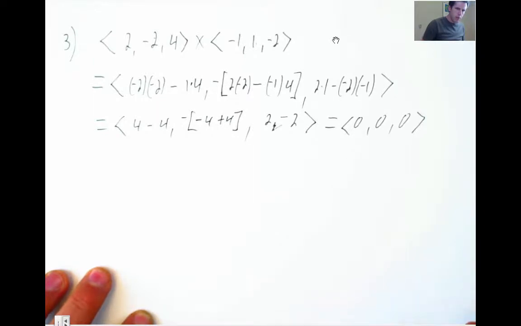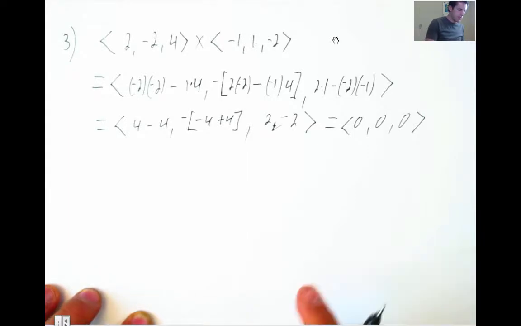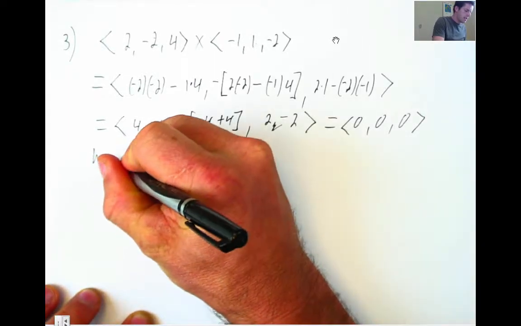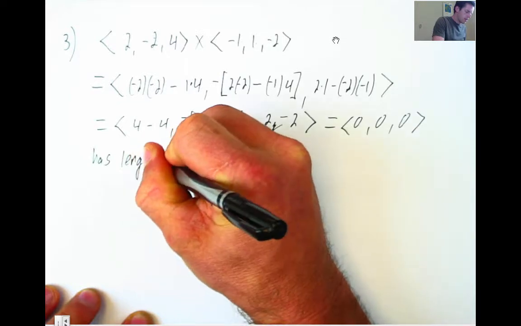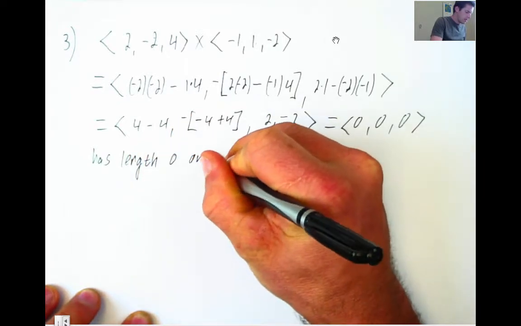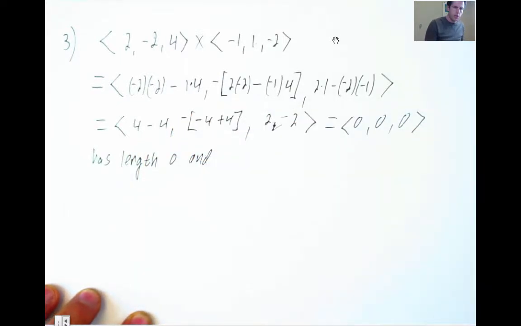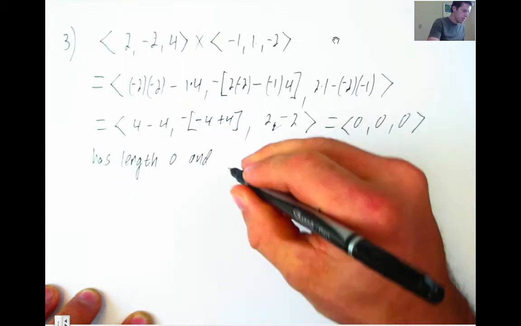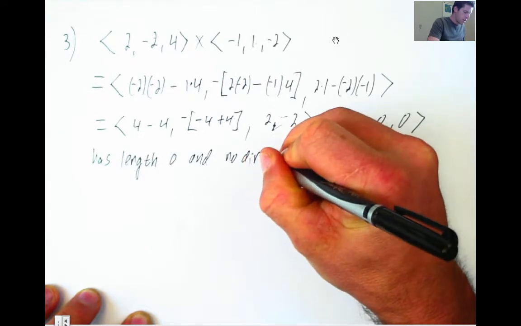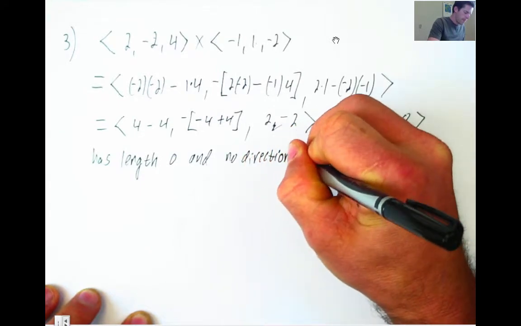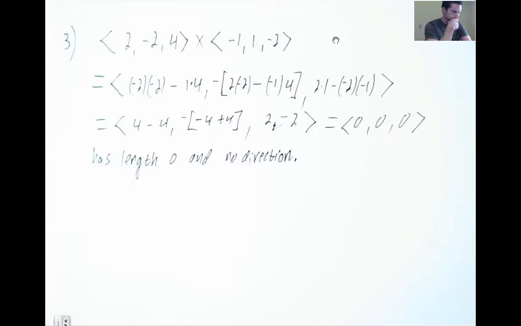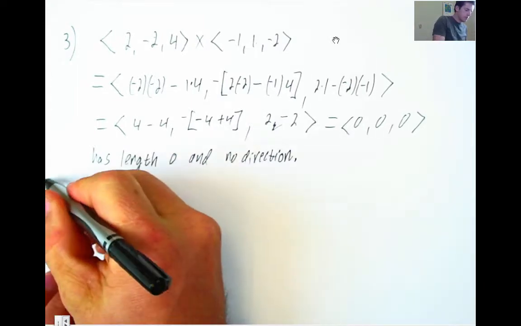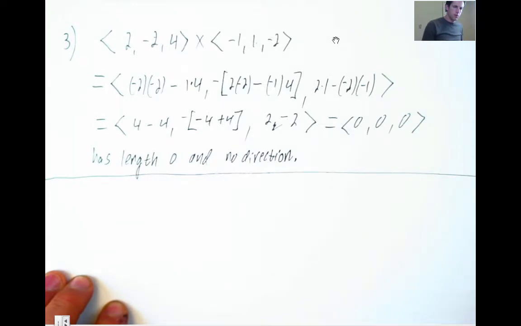Okay, that makes me worry. I'm supposed to be talking about the length of this, and certainly I could say that this has length 0 and no direction associated with it, because I can't find a unit vector that points in that direction. I am worried. Let me make sure that I did this right. I'll do a few things.